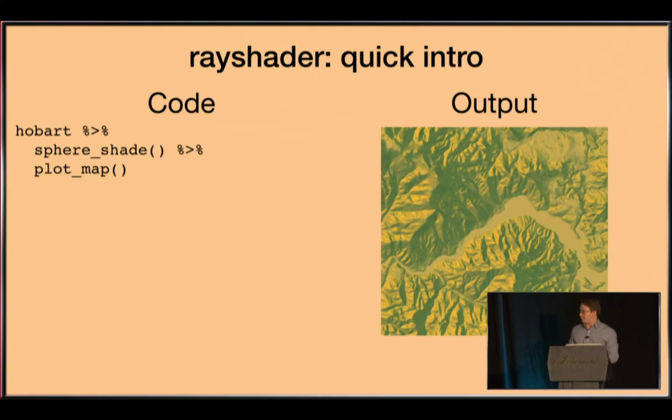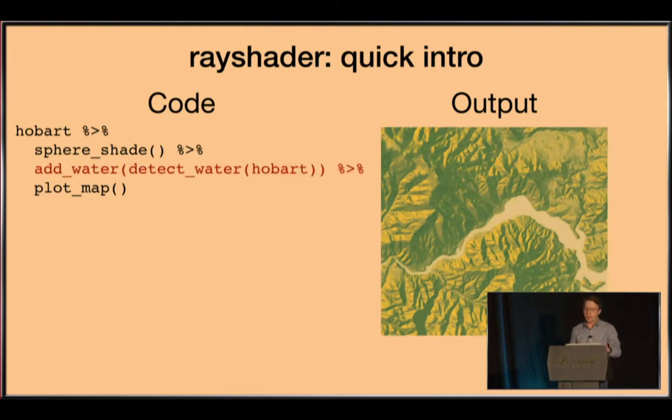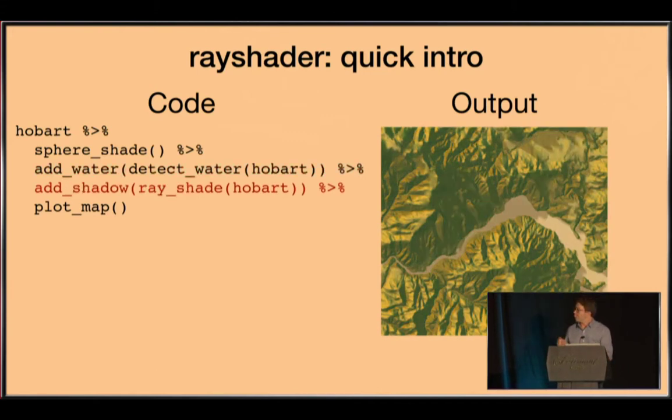Rayshader is built around elevation data, and building a plot works similarly to how you build a plot in ggplot with layers. Here, I've added a water layer simply by calling the detect water and add water functions in rayshader with the elevation matrix. This overlays a water layer on top of the sphere shade layer. Now, rayshader's name comes from the fact that it uses ray tracing to shade topographic maps. So much like we added our water layer here, we can add a shadow layer simply by calling the add shadow function with the ray shade function.